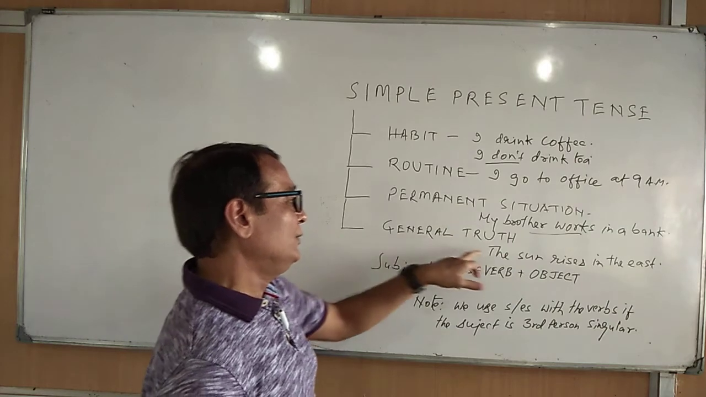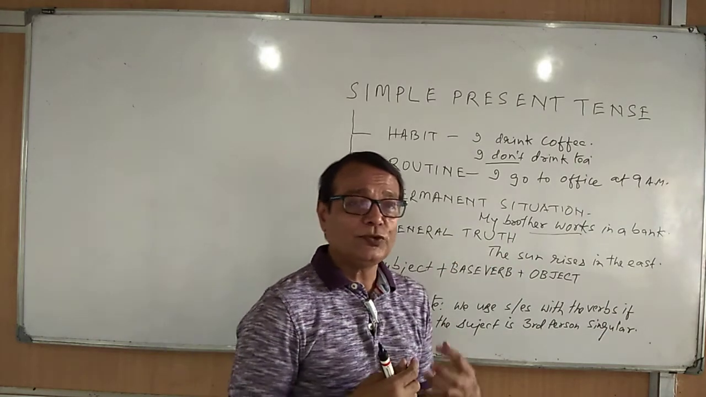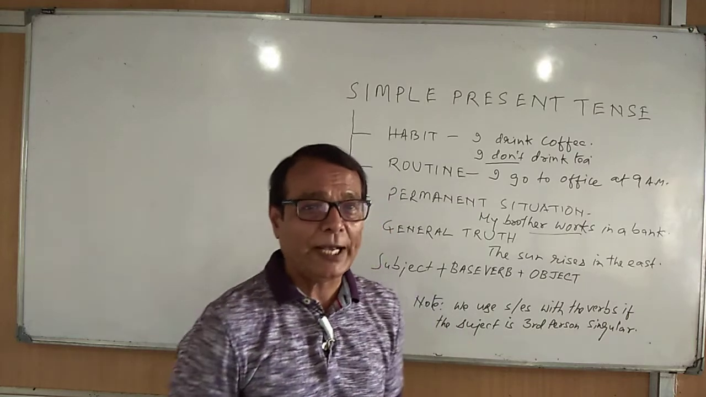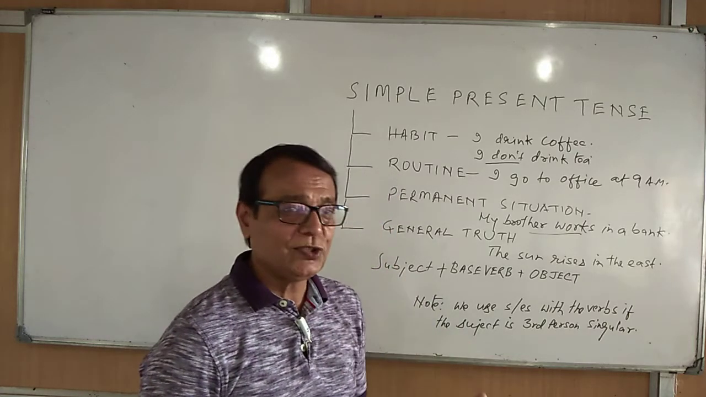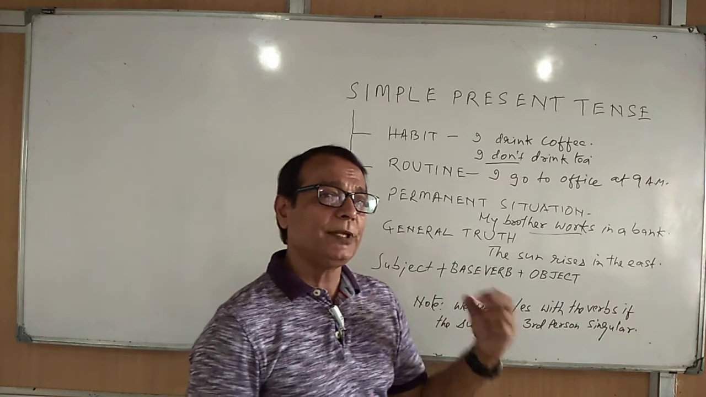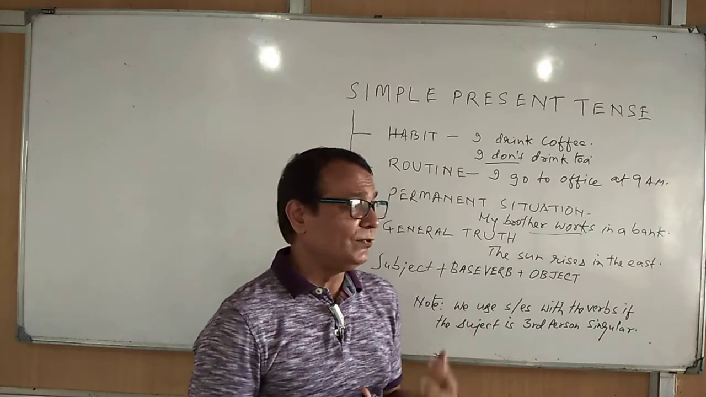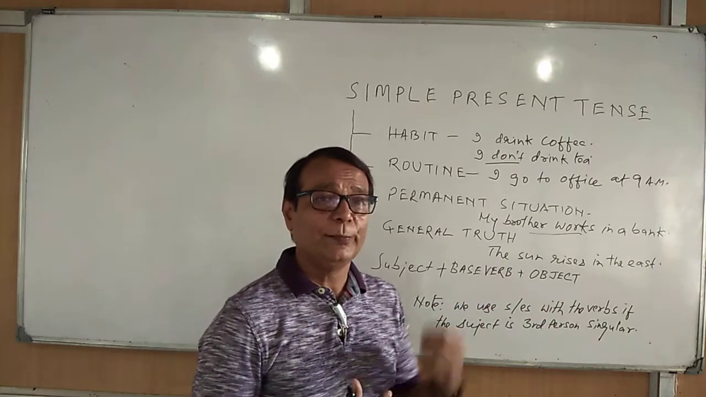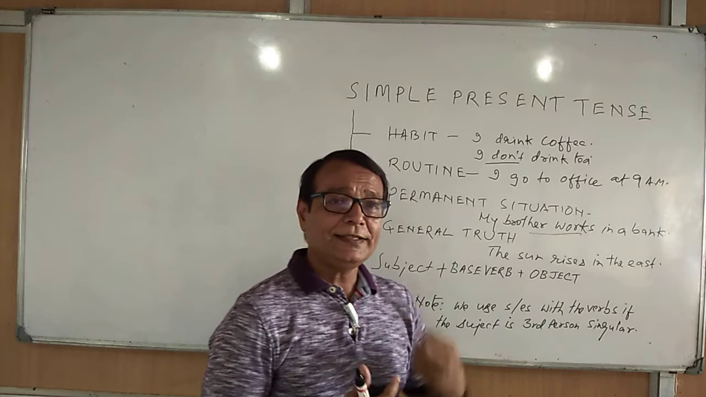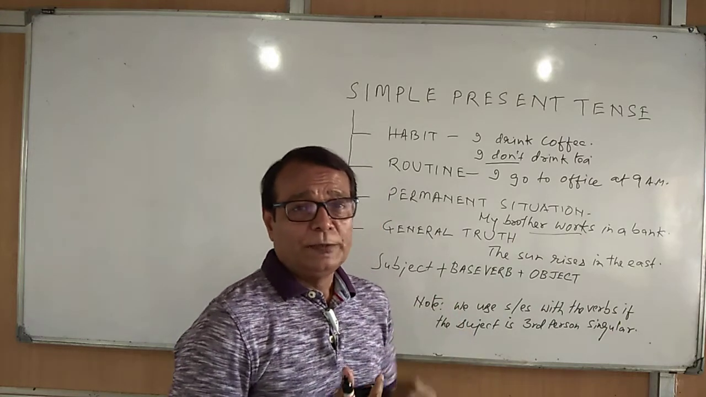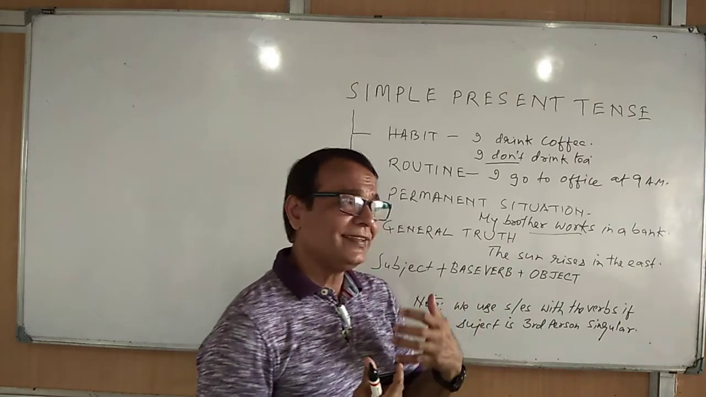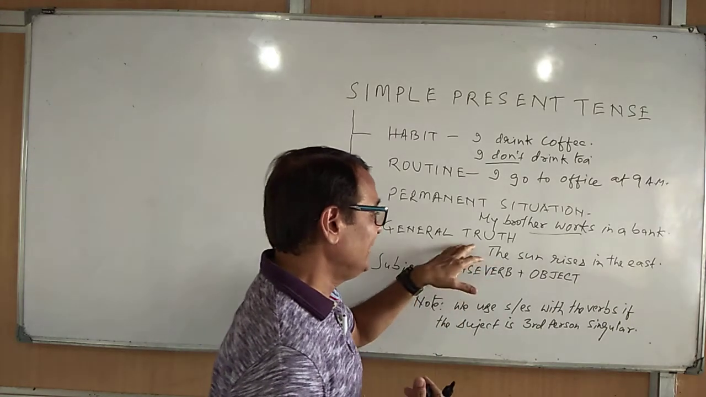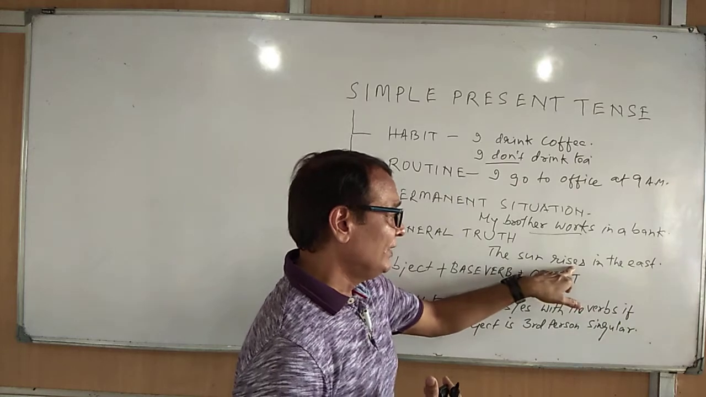General truth is the truth, but it's a universal truth. It means all over the world, the same thing is going to happen, right? In that situation also, we always use simple present tense. For example, if you say the sun rises in the east, it's a universal truth, right? Birds fly in the sky, right? Air blows, water flows, right? Such things we always think of as a general truth, and then we use simple present tense.